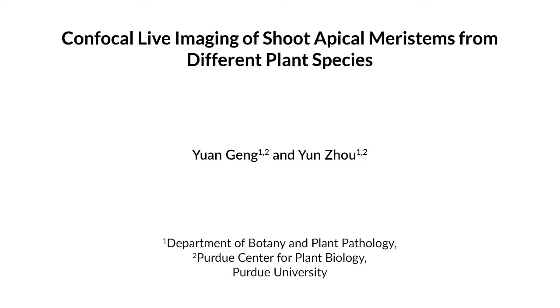Shoot apical meristems control plant growth and reproduction. This method helps us investigate the morphology and internal structures of shoot apical meristems not only in the model species but also in different crops. This technique is a very efficient procedure.